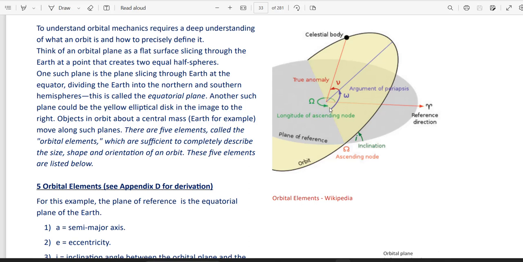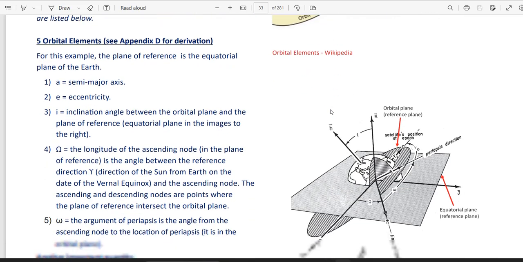This is fairly complicated, and it's actually rarely used in this book. So I wouldn't really worry about it that much. Let's just move on here to more important parameters.